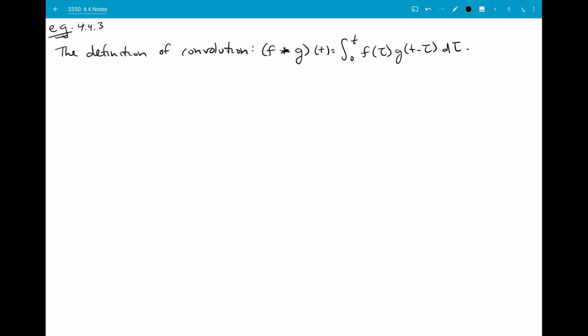And the reason we're going to do this example working with this definition is because convolution can come up quite a bit in these Laplace transform problems. So you need to be able to understand how to compute a convolution. And for this example, we're looking for the convolution between e to the t and sine of t. And so that's going to be the integral from 0 to t of e to the tau sine of t minus tau, integrated with respect to tau.